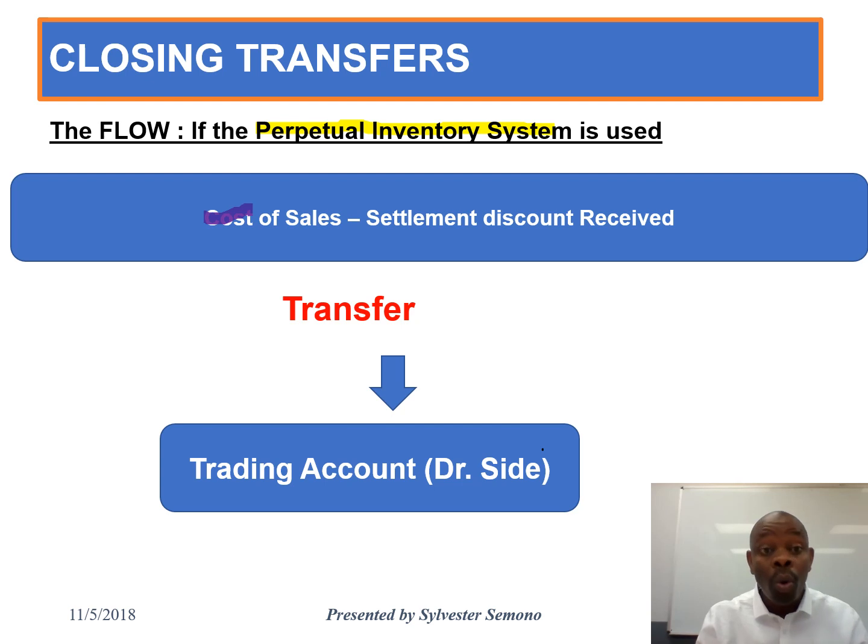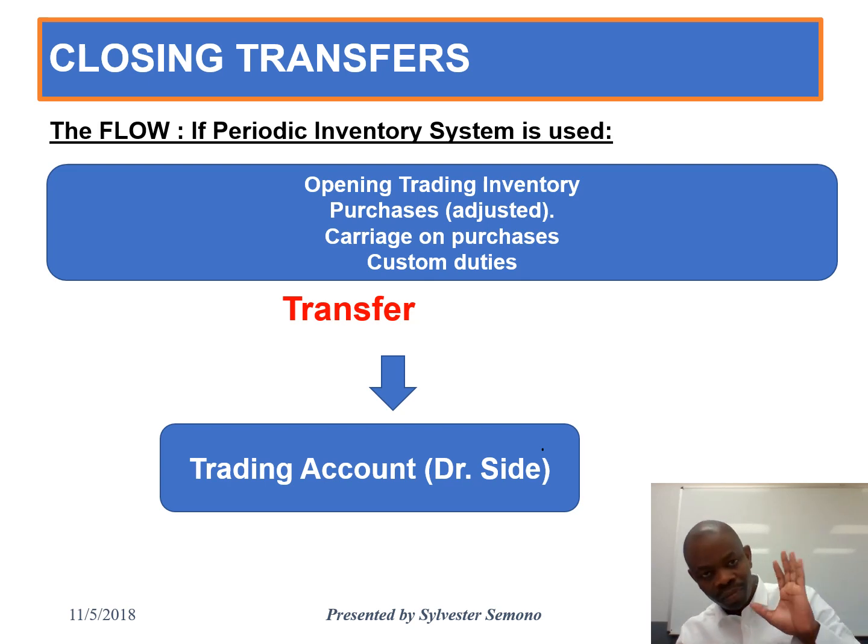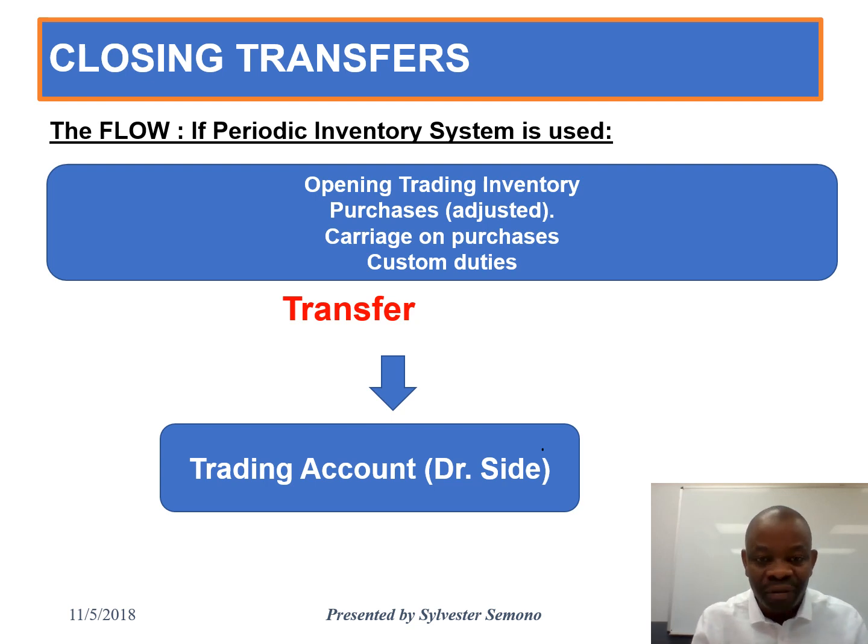The question is, what about where we are under the periodic system? Remember, the cost of sales in those circumstances won't be given. This is how we are gonna transfer the information. You will be given the opening trading inventory. You will be given purchases. I said adjusted. You will be given carriage on purchases. You will be given custom duties. So all these items which I mentioned here must be transferred to the debit side of what? Of the trading account. Remember, this is only when you are under periodic system and they did not give you cost of sales. So you will transfer those individual accounts one by one to the trading account.